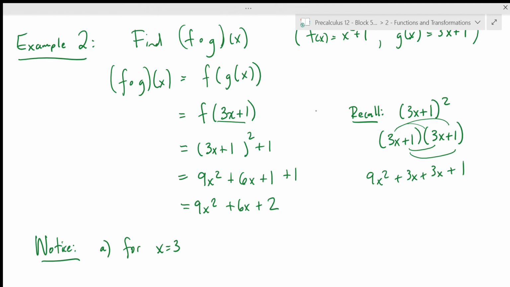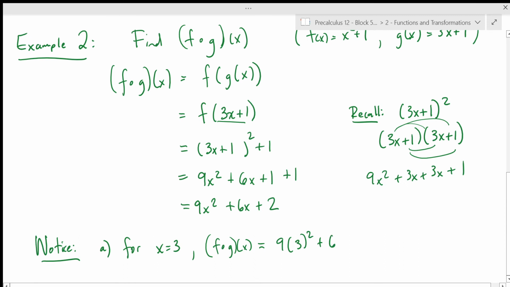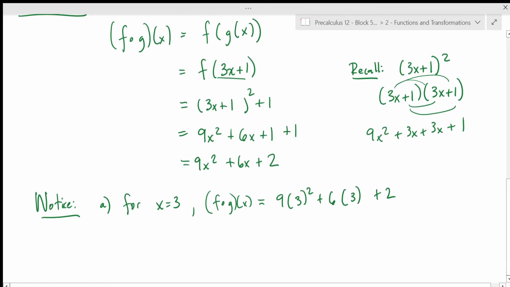So we would get f composed with g of 3 is equal to 9 times 3 squared plus 6 times 3 plus 2. 3 squared is 9. 9 times 9 is 81. So I get 81 plus 18 plus 2. And when I add those up, I get 101.